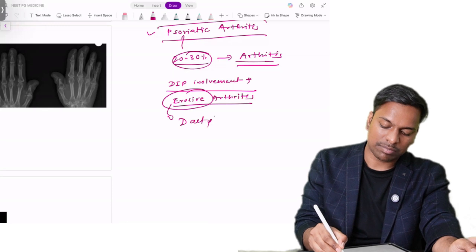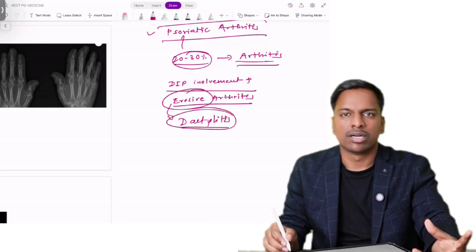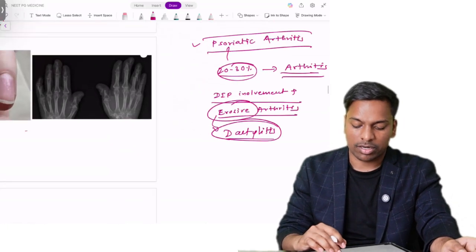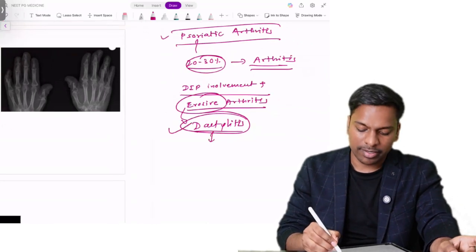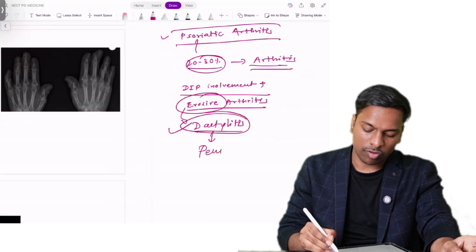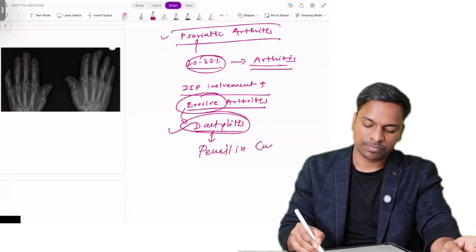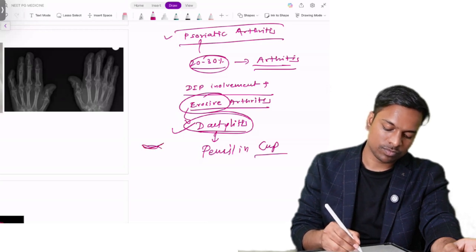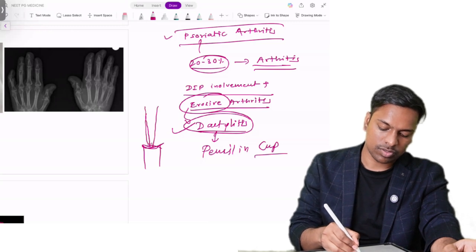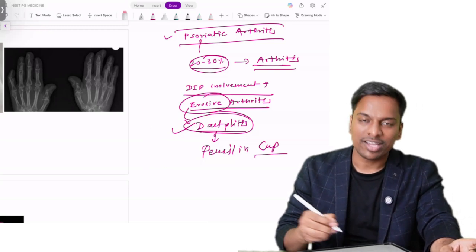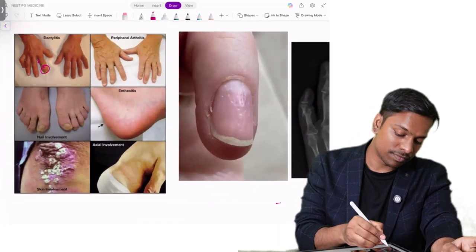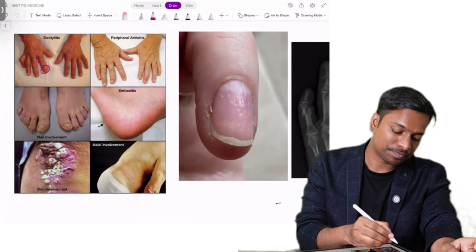Dactylitis happens. Dactylitis means inflammation or pain of the distal interphalangeal joints, or destruction of the distal interphalangeal joints, that can occur. That typically gives the appearance of pencil-in-cup deformity. Like this, this is basically a cup, and this is how the pencil appears. I'm sorry for my drawing, but I'll show you in the X-ray. So these are features of psoriatic arthritis, what we just discussed.